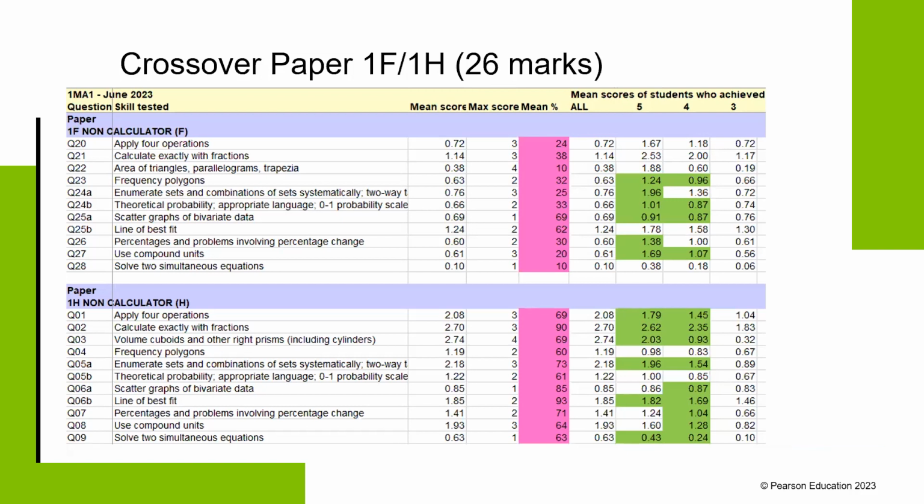So it's interesting to have a look. It was really clear that the tiering decisions were really accurate, and students were entered for the perfect tier of choice. But what I wanted to pick out was a couple of instances where grade 4 students on the foundation tier just pipped their counterparts.